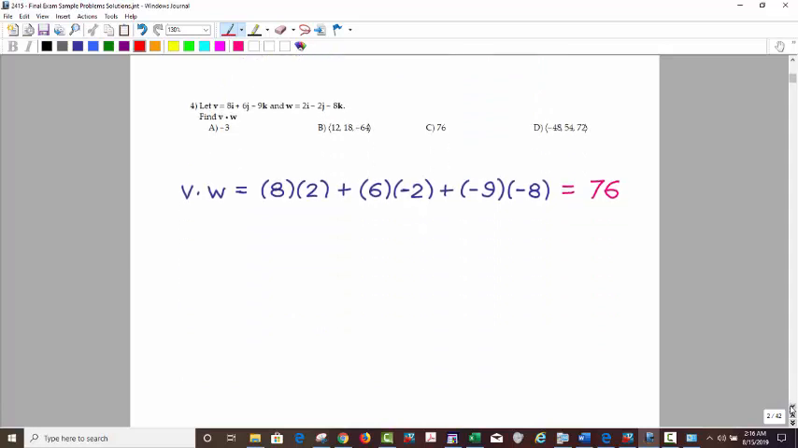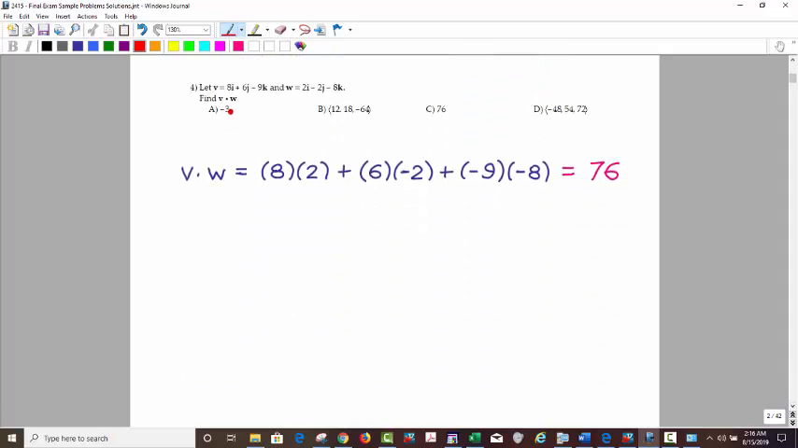Here's a dot product question. V dot W. 8 times 2 is 16. 6 times negative 2 is negative 12. Negative 9 times negative 8 is positive 72. Add those up, we get 76.